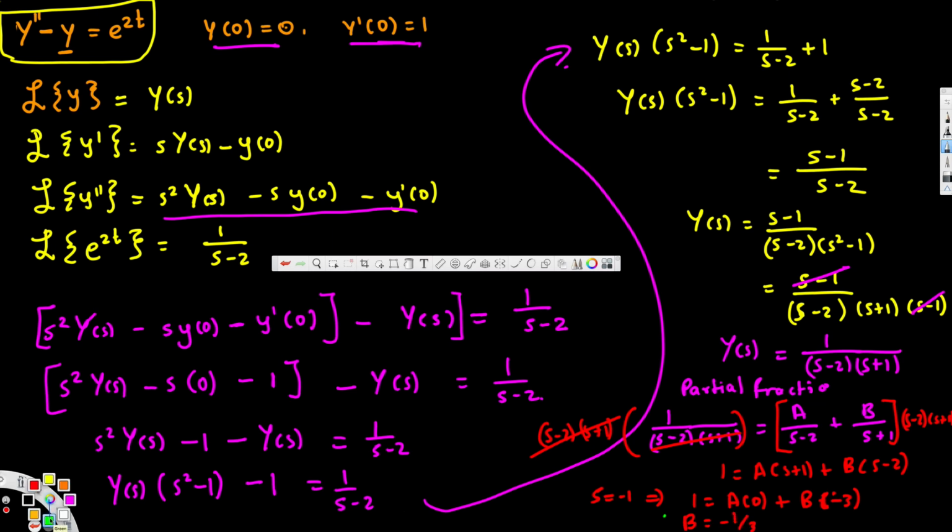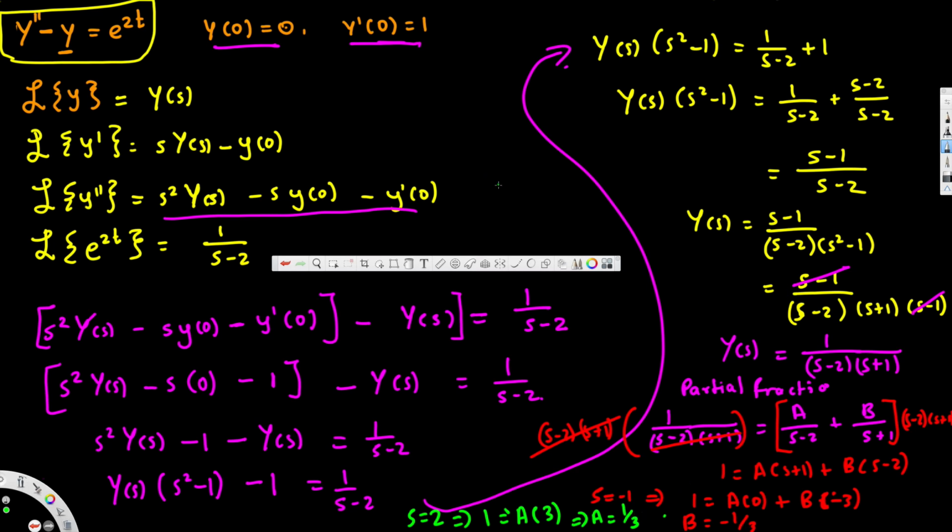Now we have to solve for A. To solve for A, we have to smartly pick a value for s such that this one becomes 0. So if I pick s equal to 2, this will become 0, right? B times (2 minus 2) is going to be 0. So 1 is equal to A times, since s is equal to 2, 2 plus 1, which is 3. Therefore A is equal to 1 over 3. A is equal to 1 over 3, and B is equal to negative 1 over 3.